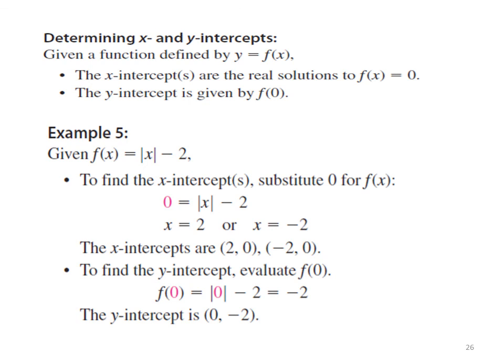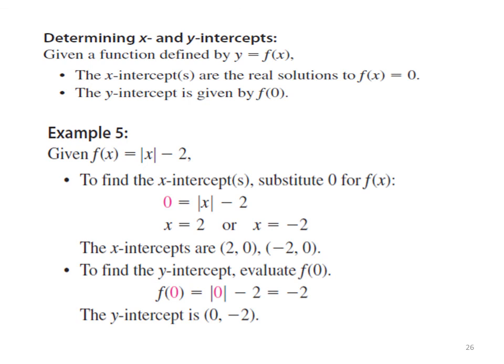Let's look at examples for a function and see how we can determine the x and y intercepts. Our function here is f of x equals the absolute value of x minus 2. This formula tells me how to calculate the y value for any x. For any x, take the absolute value of x and subtract 2, and that will give you the y value, or f of x. Let's apply this procedure to find the x and y intercepts.